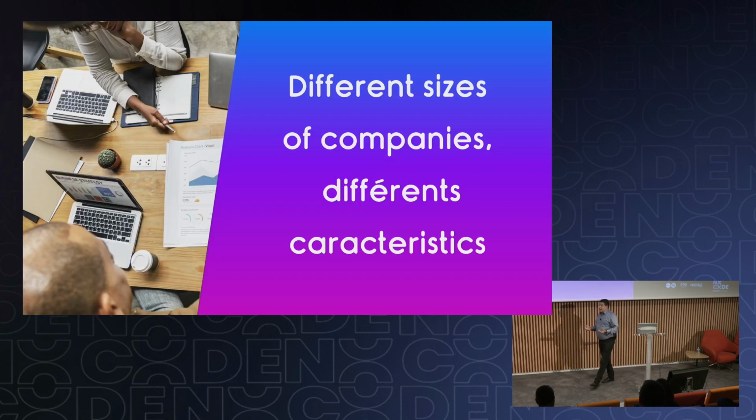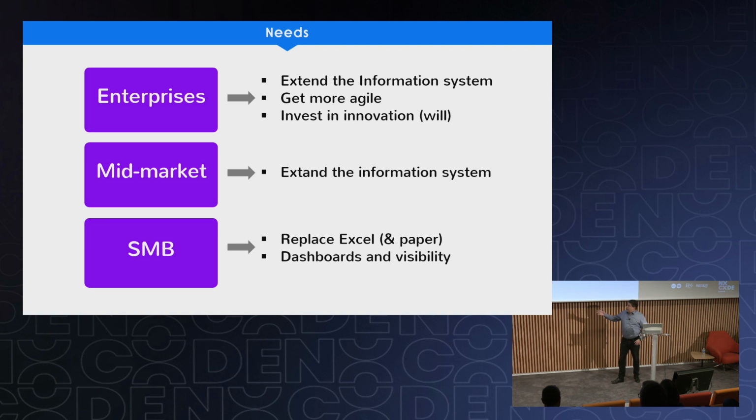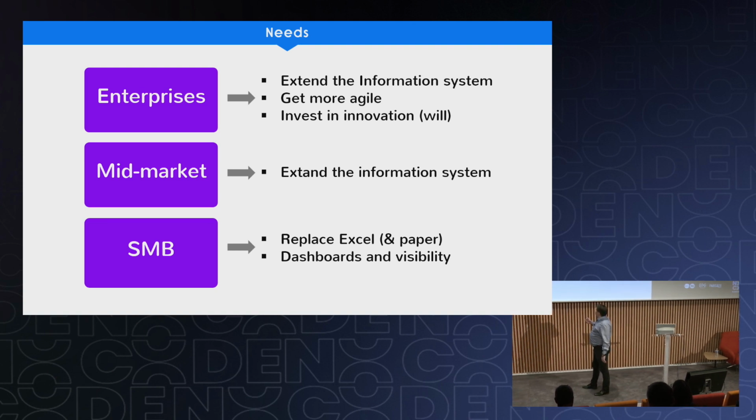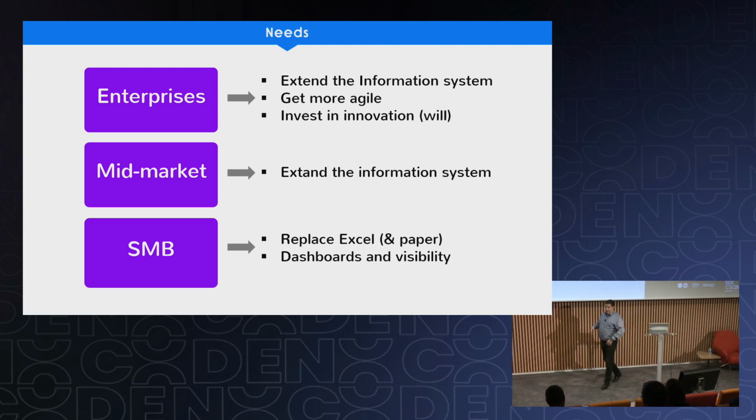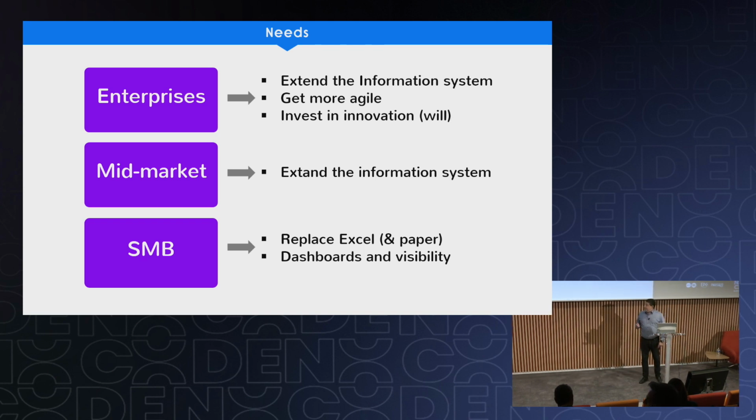Now, let's see different sizes of companies and different characteristics of them. If we start from SMBs, small and medium businesses, the first use is often to replace paper and Excel, and they have too much. They don't share information, they don't have data rights, so they have to replace this kind of tools with some kind of database and power tool to get to the maturity of an information system. Often this kind of company doesn't have a real dashboard, they don't have real visibility on what they are building, selling, where they are from the plan.